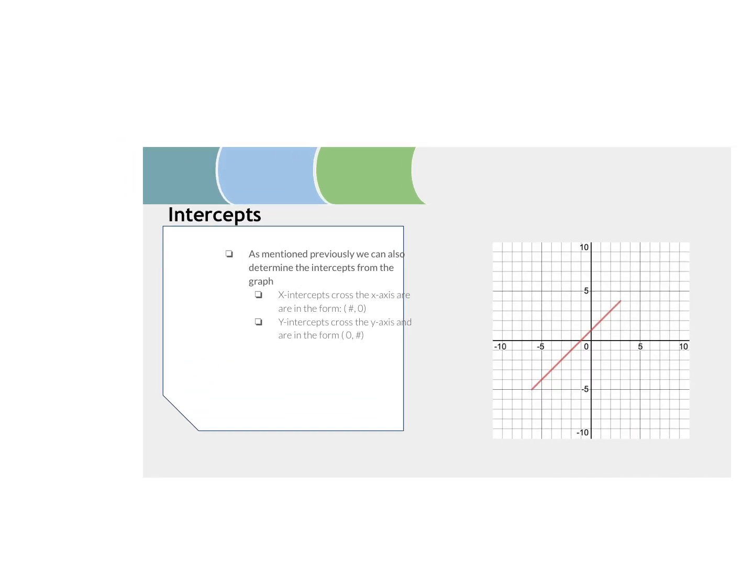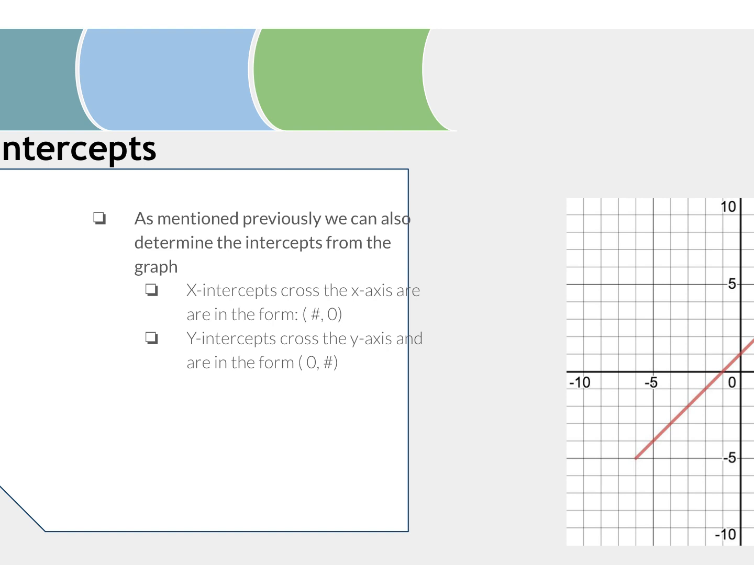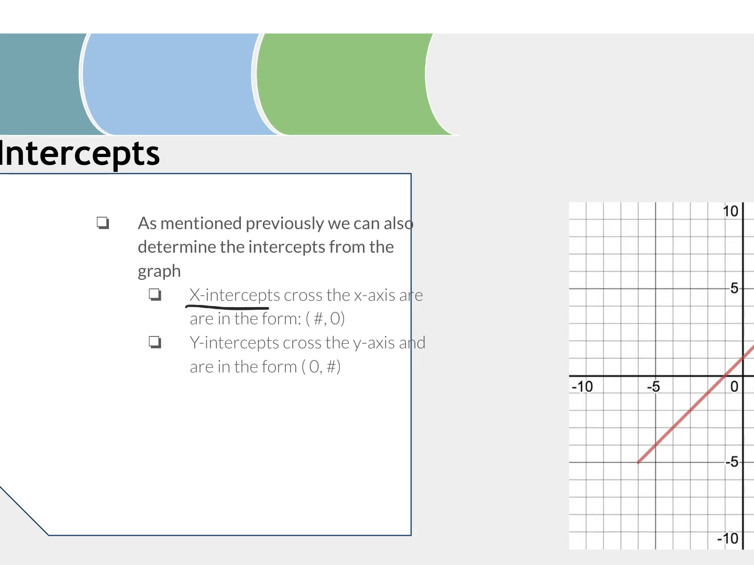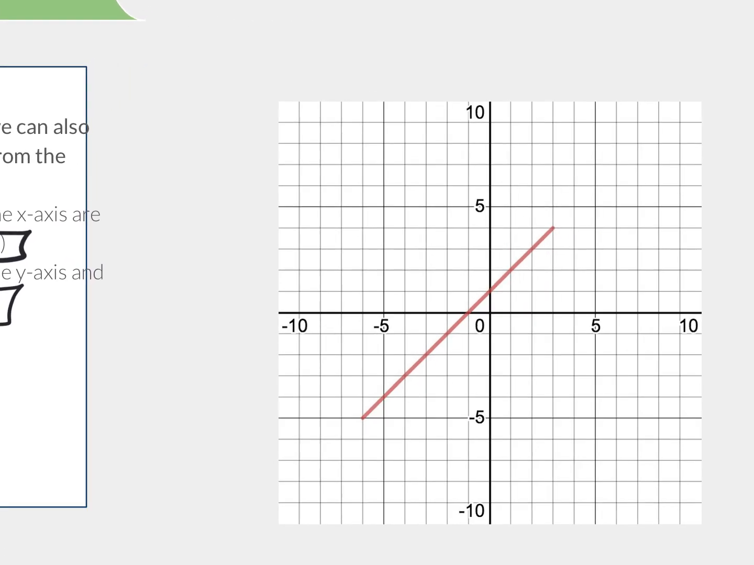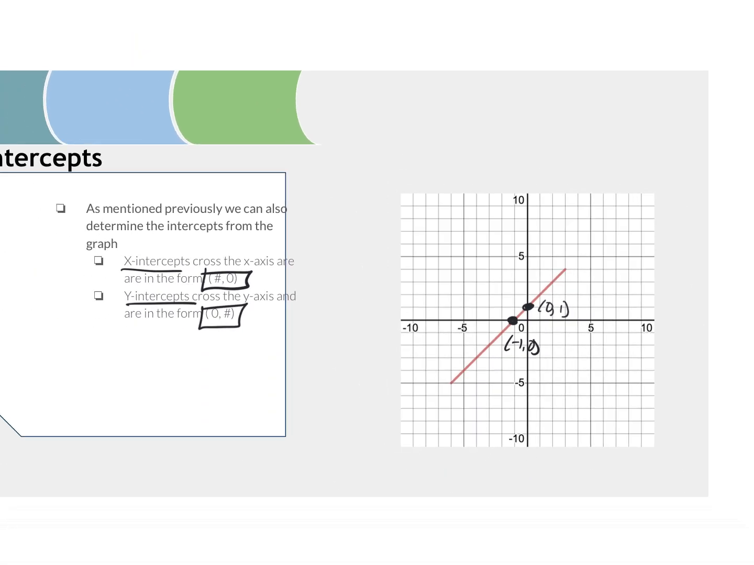All right, and this is the last topic I want to talk about in this module, and we've done this before, talking about x-intercepts and y-intercepts. It's just important to reiterate that x-intercepts have the form (number, 0), and y-intercepts have the form (0, number). So when I look at my x-intercept for this graph, it crosses right here at (-1, 0), but my y-intercept crosses at (0, 1). So that would be it for intercepts.